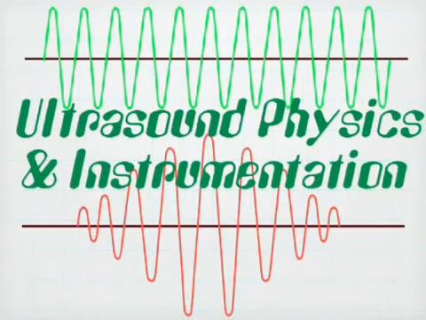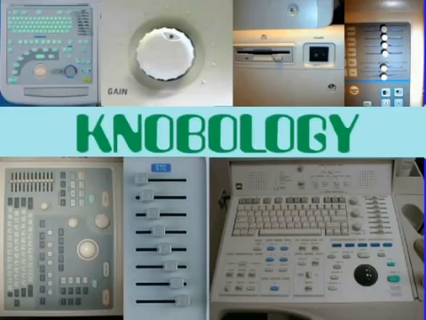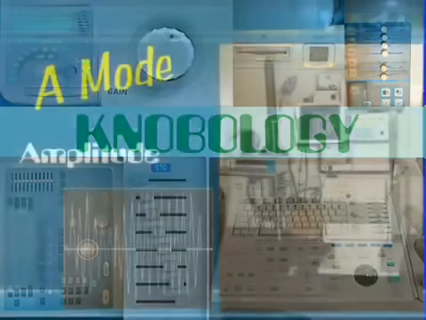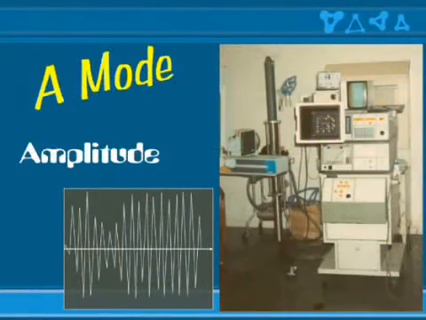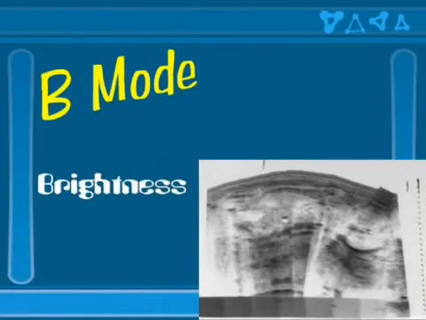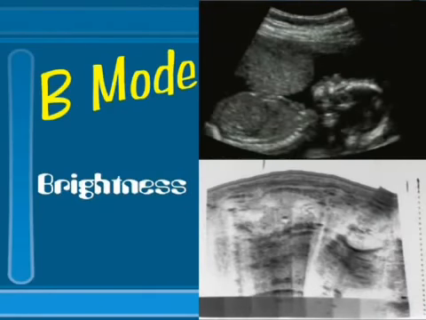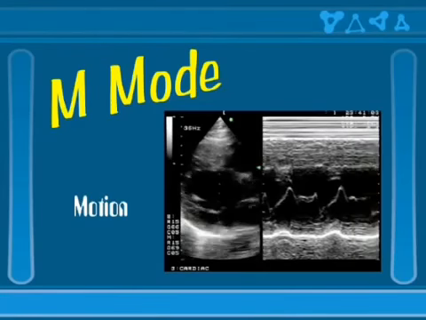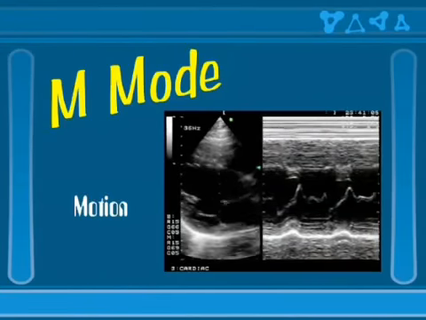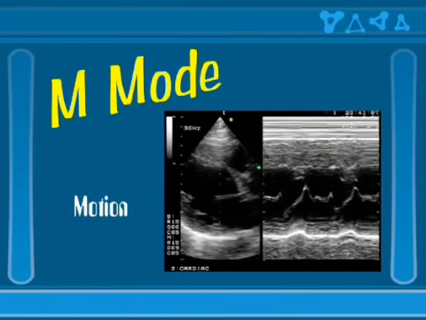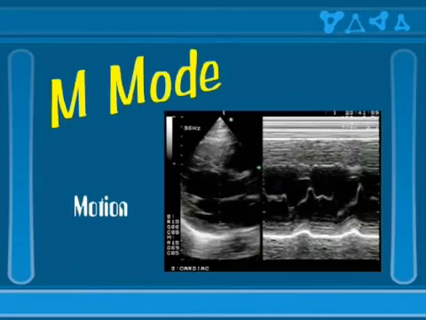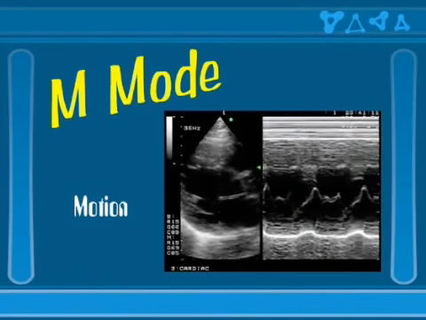Ultrasound Physics and Instrumentation. Knobology. Modes of ultrasound include the A mode for amplitude, no longer much used. B mode for brightness, for 2-dimensional pictures. M mode stands for motion, for cross-sections and motion at a distance from the probe, mostly used for cardiac ultrasonography.